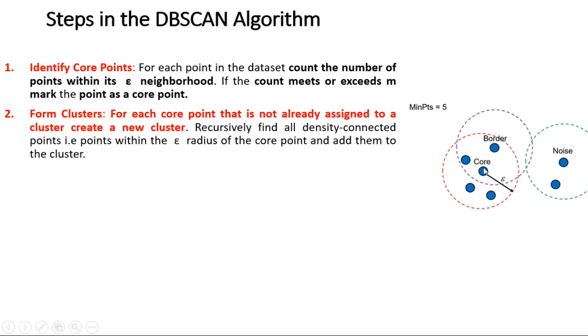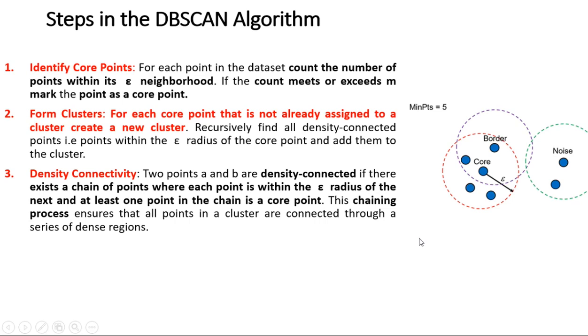Now you have to form clusters. For each core point that is not already assigned to a cluster, create a new cluster. So this blue point does not belong to any cluster, so I will make it a core point and form a cluster by drawing a circle around it. Let's say in our case a cluster is a circle, drawn around it with the radius epsilon.